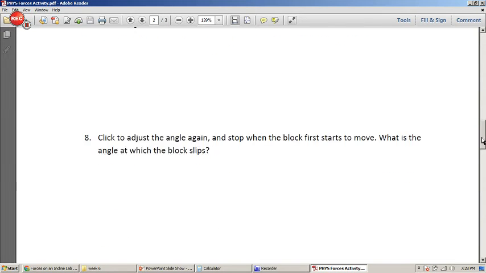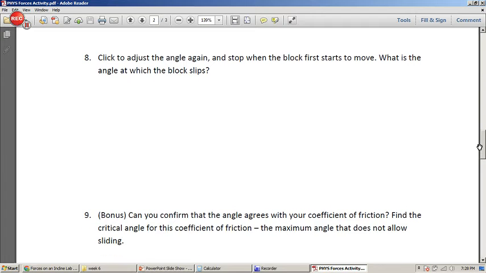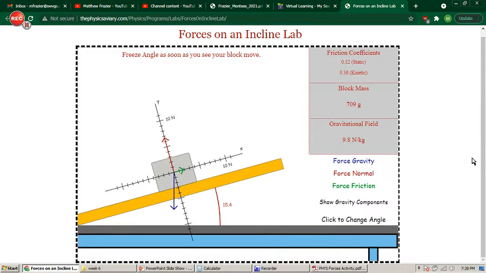So, in the rest of the lab, we want you to make the block start moving and figure out when does it slip. You may have to do this a couple of times. All right. So we're going to let it go.